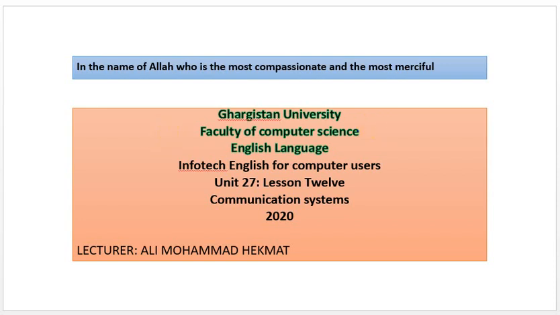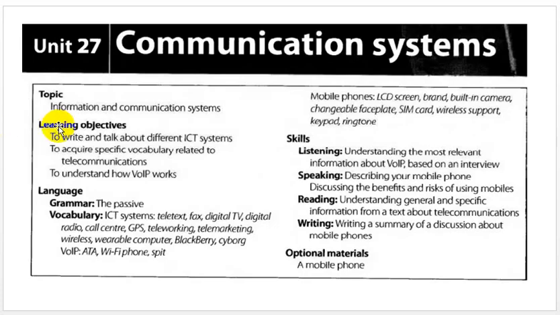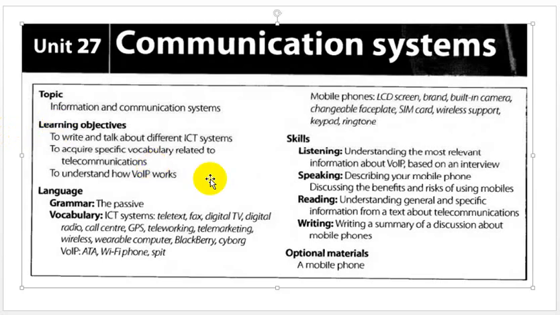Okay, let's go and see what we have in this unit. Unit 27 discusses communication systems. The topics are information and communication systems. Learning objectives: to write and talk about different ICT systems, to acquire specific vocabulary related to telecommunication, and to understand how VoIP works. Language grammar: the passive. In this unit we will talk about the passive and vocabulary.